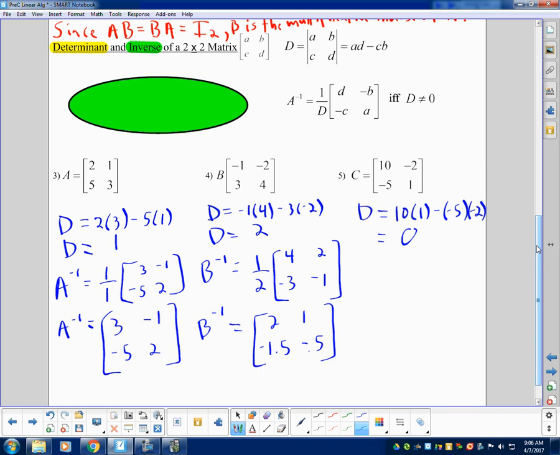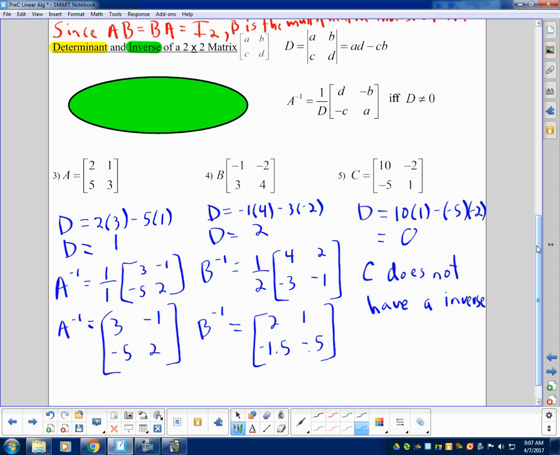And so, what does this mean? C does not have an inverse. Let me just show you something here. Take this second row. If I multiply the second row by negative 2, what do you get? Multiply this negative 5 by negative 2, you get 10. Multiply this by negative 2, you get negative 2. So this is just a multiple of this. It would be like solving a system of equations, but one equation is simply a multiple of another.